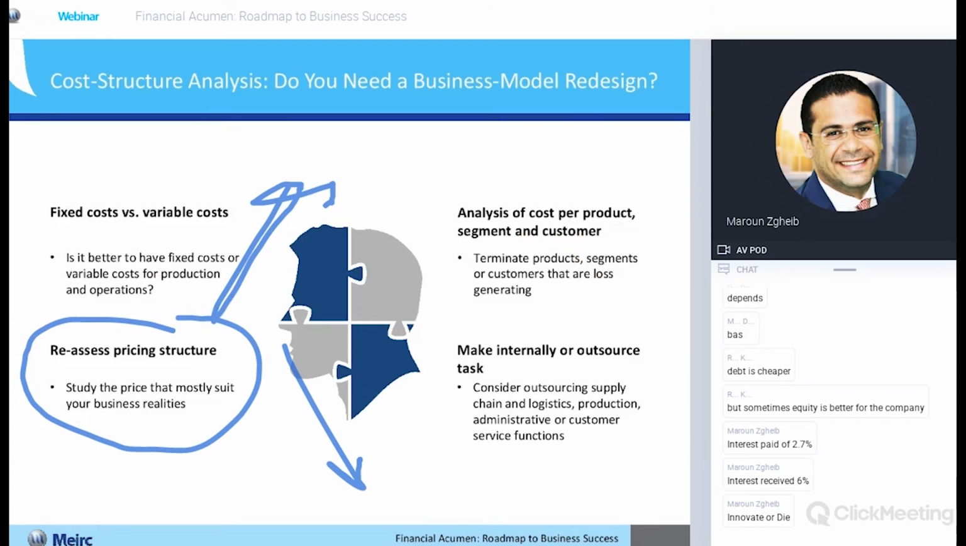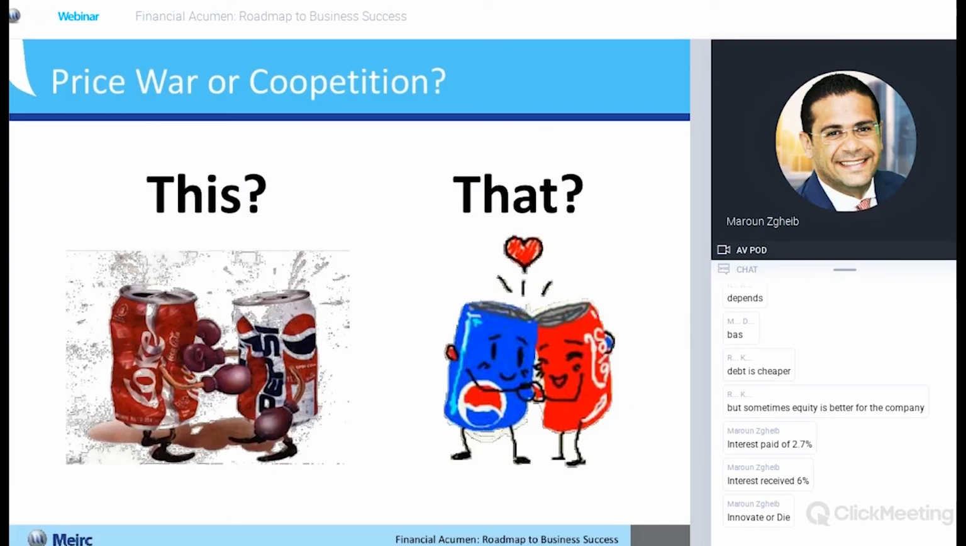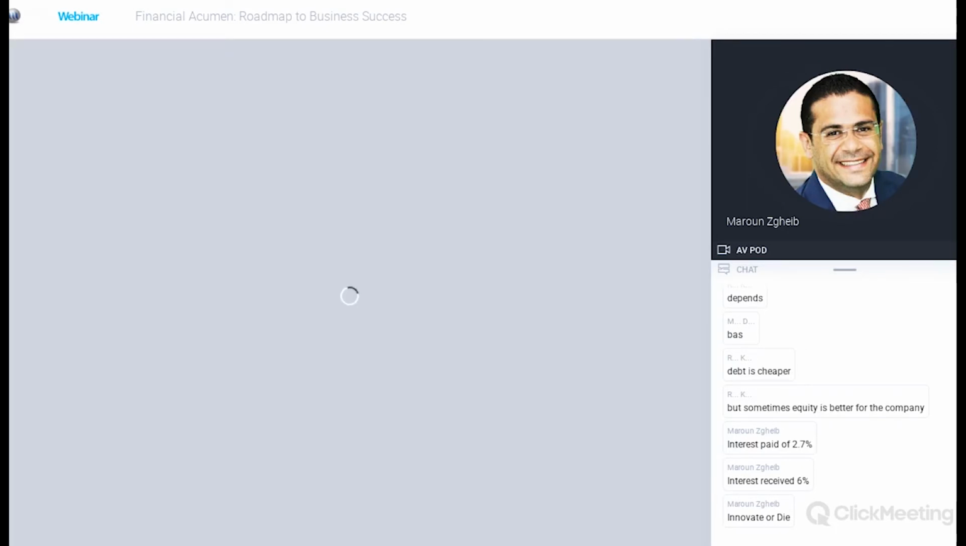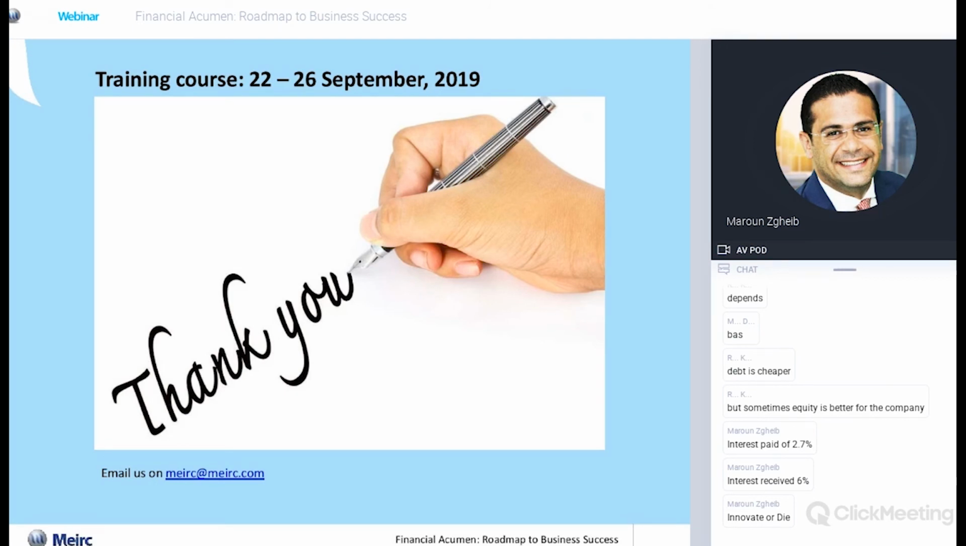Okay, those decisions are the decisions that keep Coca-Cola and Pepsi-Cola awake at night. Should we decrease our prices? Should we go into competition, or we should maintain our prices high? Should we go into competition or we go into price war? That's a decision that you need to take based on the analysis of your cost structure and based on the analysis of your costs. That's it.